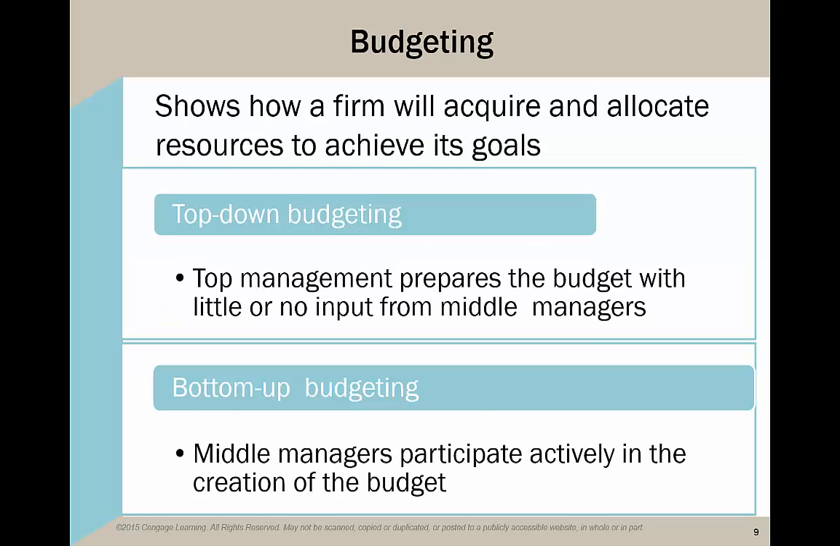Moving on to budgeting. Budgeting is a process done by management accountants. It shows how a firm will acquire and allocate resources to achieve its goals. It looks forward into the next fiscal year, and budgeting will show what types of resources the company needs, how they're going to achieve their goals, how they're going to go about that, the processes, possible expenses, planned revenue, etc.